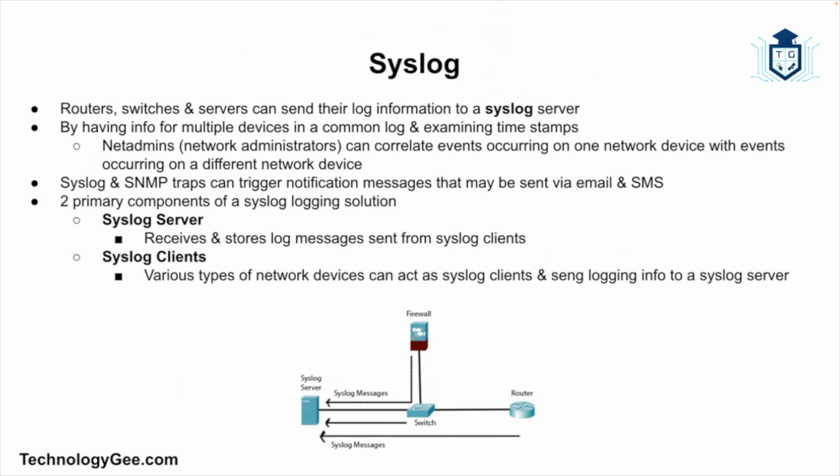Syslog messages and SNMP traps can be used to trigger notification messages that may be sent via email and SMS. The syslog logging solution consists of two primary components. The first one is called a syslog server. A syslog server receives and stores log messages sent from syslog clients. And then you have the syslog clients. As you can see in this picture on your screen, various types of network devices can act as syslog clients and send logging information to a syslog server.